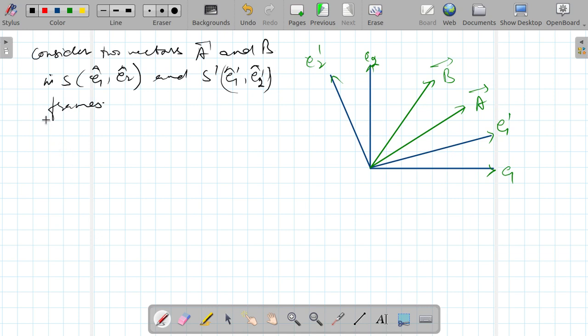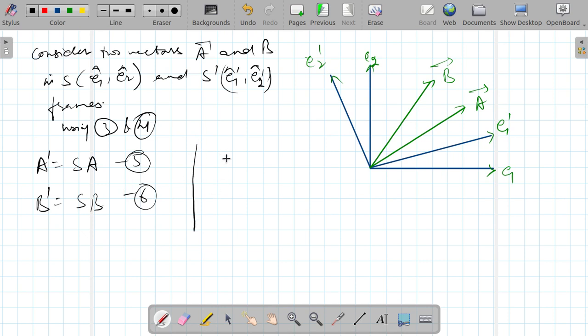Then, using equations 3 and 4, we can write that A prime is equal to SA, and similarly B prime can be written as SB. Let me call these equation number 5 and equation number 6. And A is equal to S prime A prime, and similarly B can be written as S prime B prime. It is equation number 7, and let me call it equation number 8.